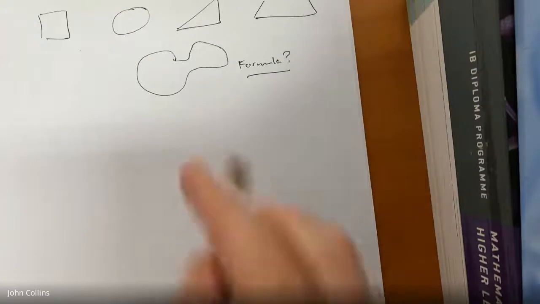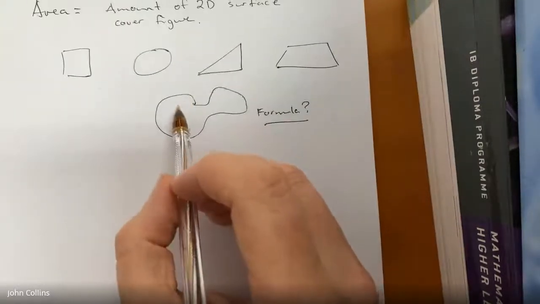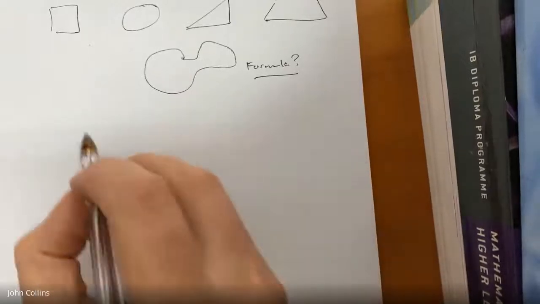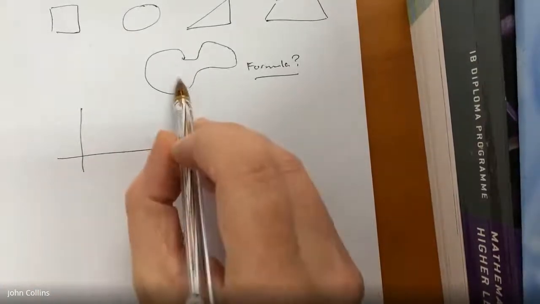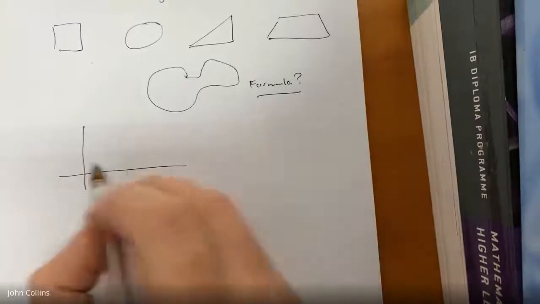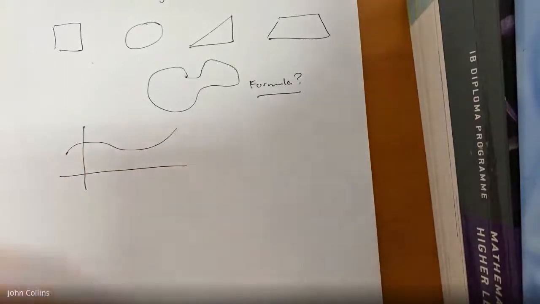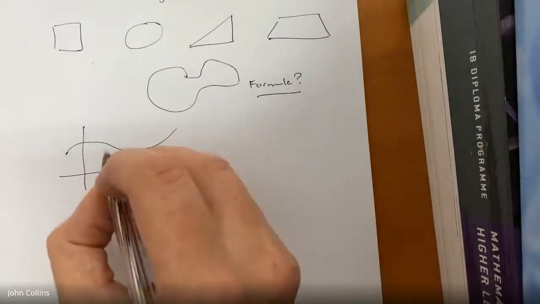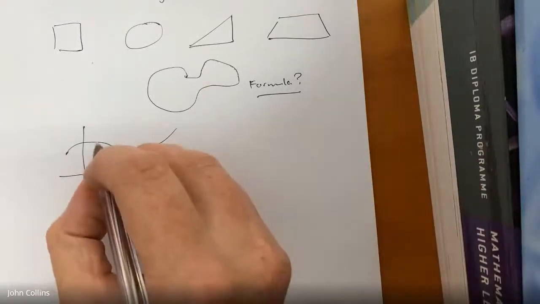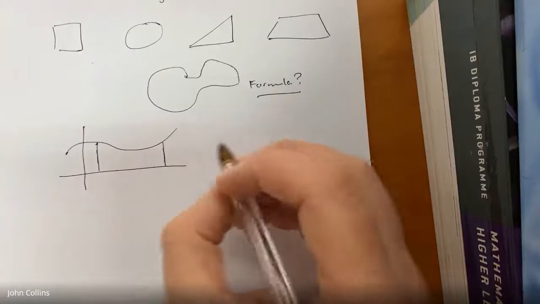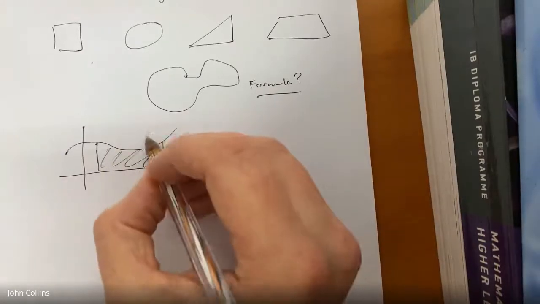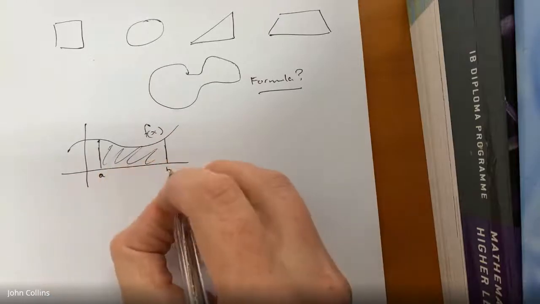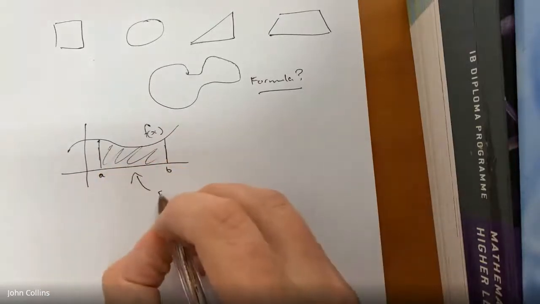Okay, so the random shape I drew, well, it's not a function, but definitely could be split up into partial functions. So if I had a function like this, and I wanted to find the area from here to here, let's say this is the function f(x), from point A up to point B, there is no formula to get this.